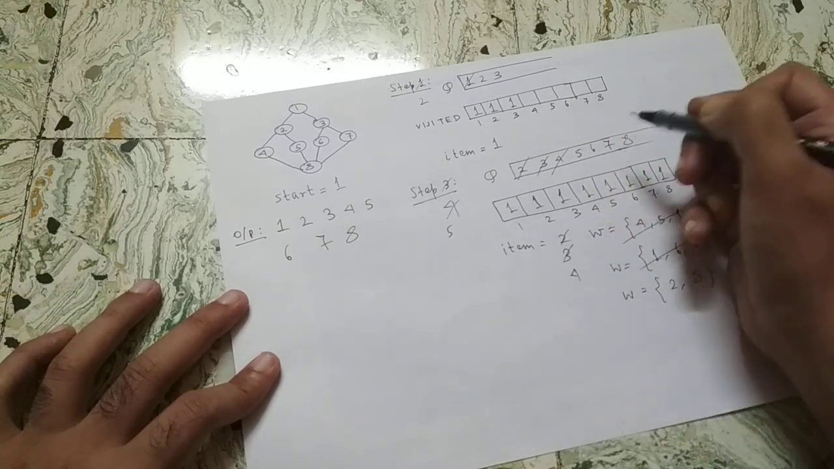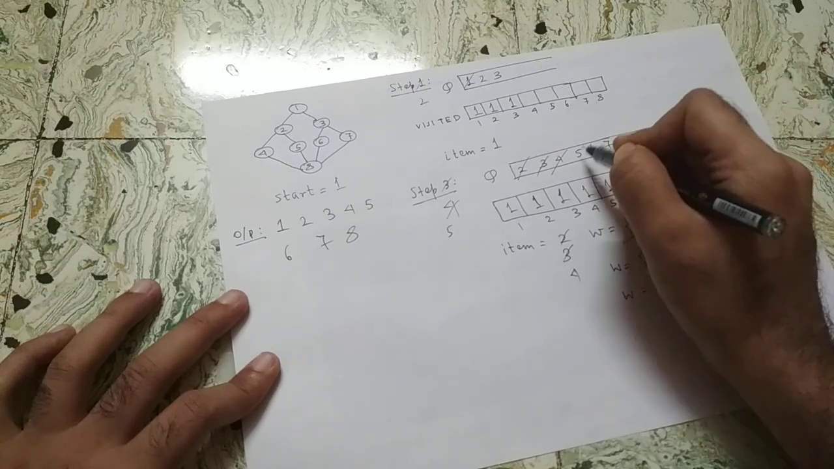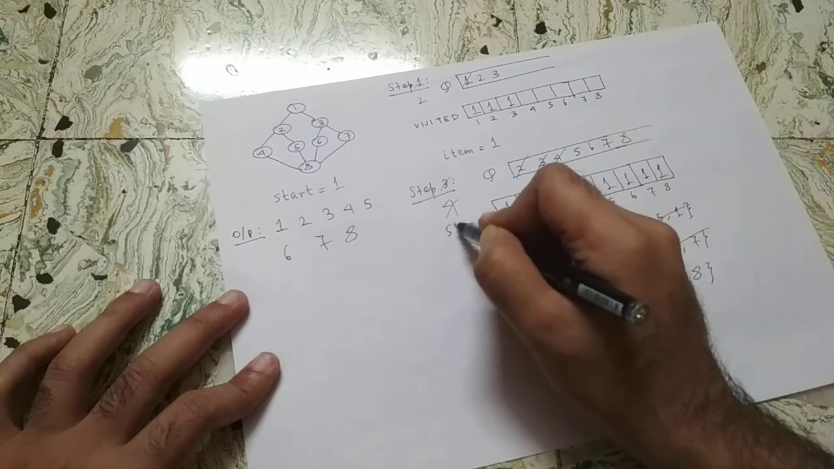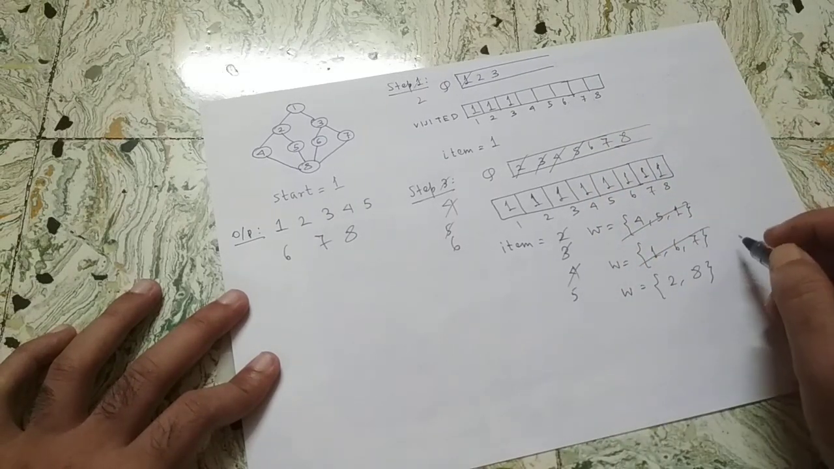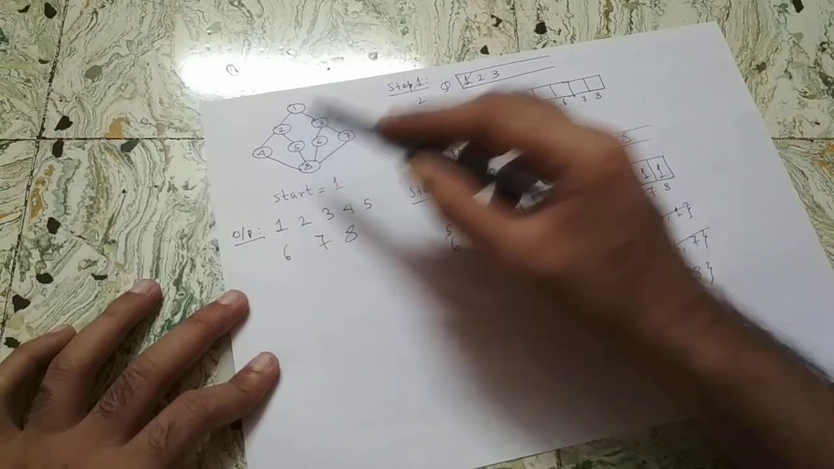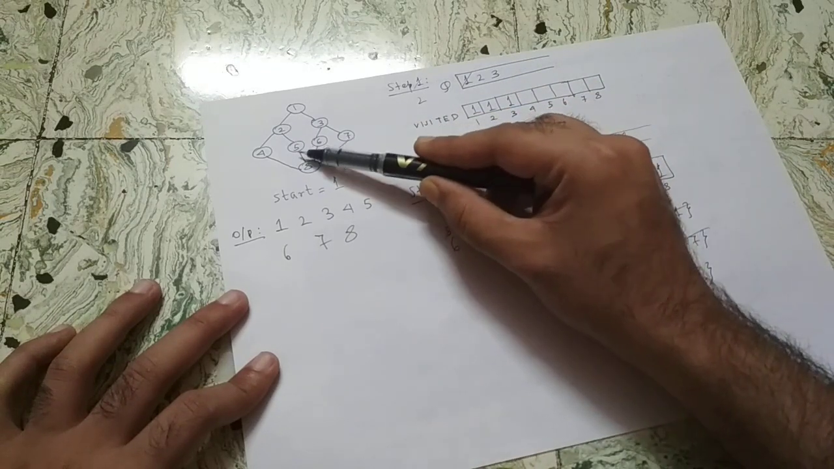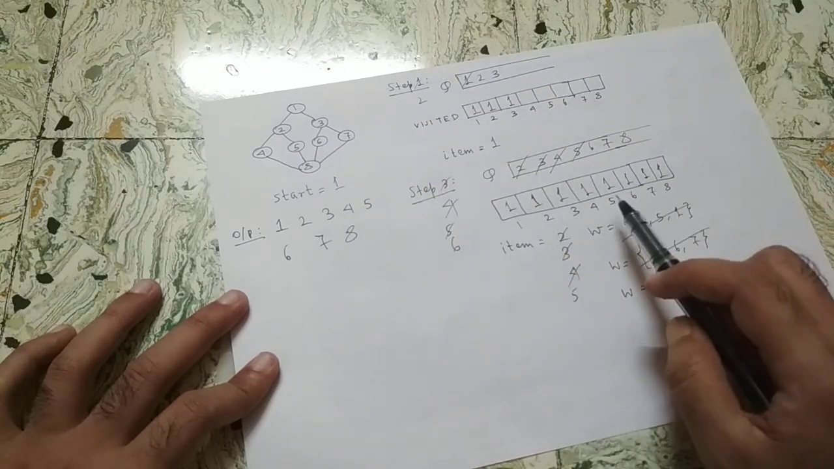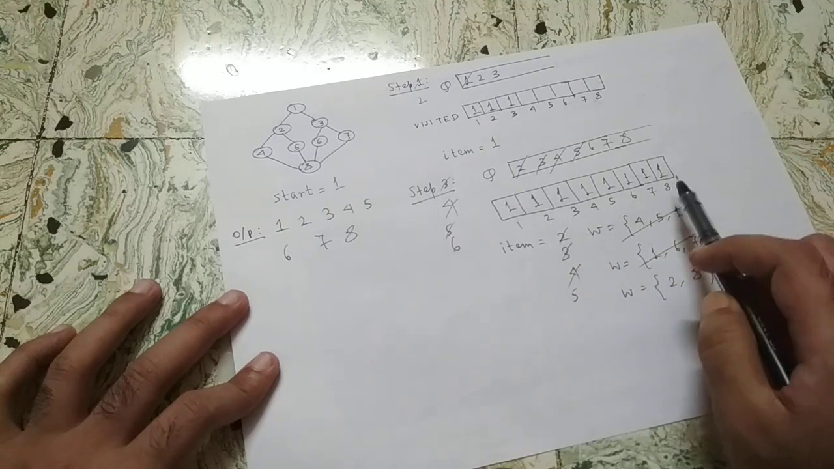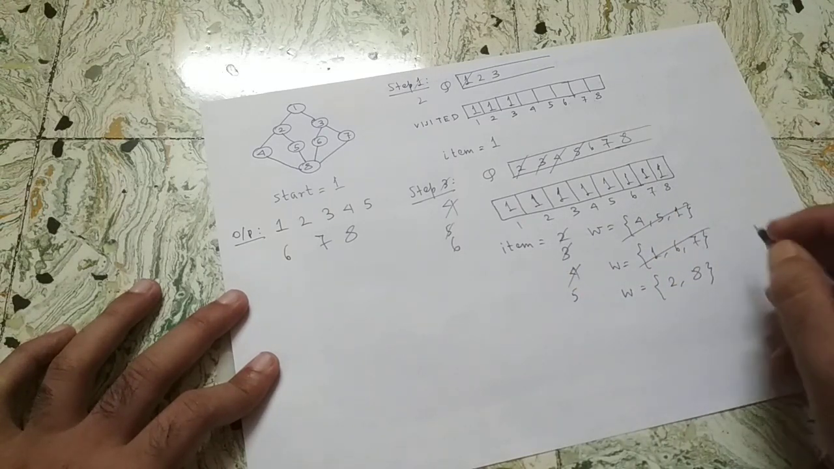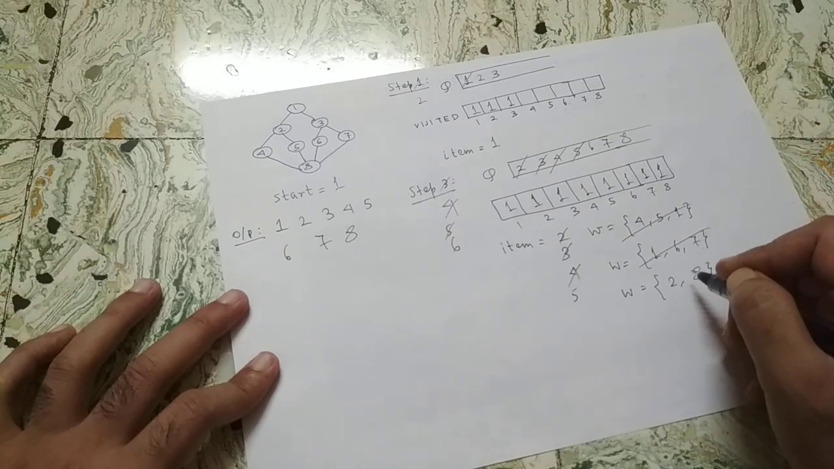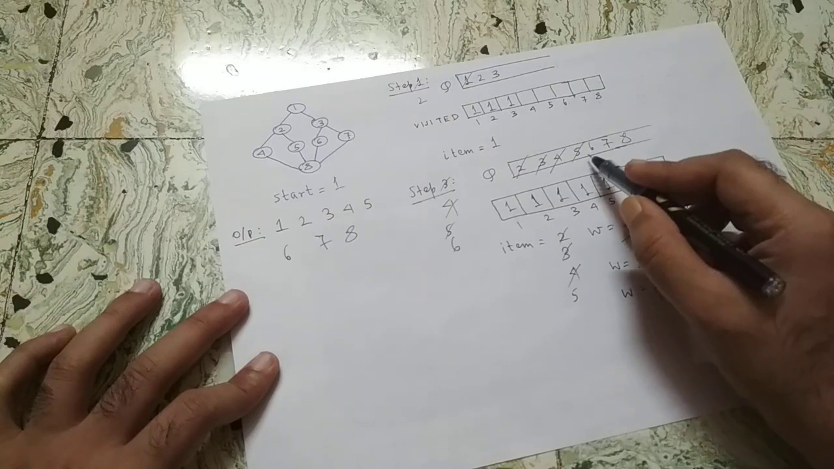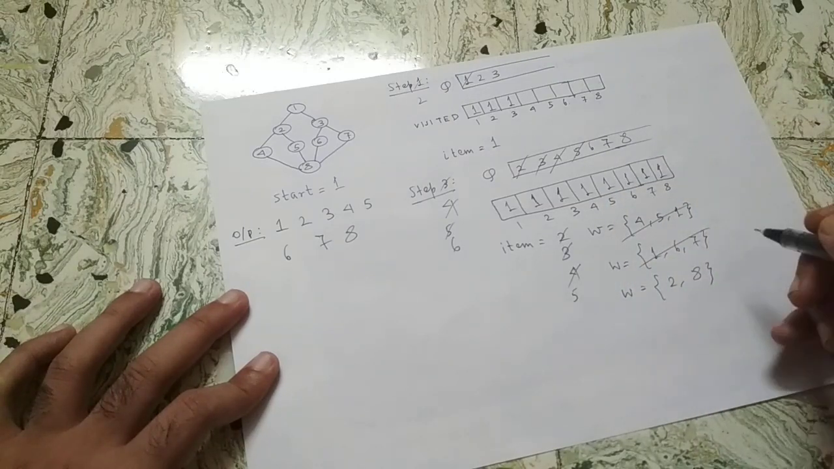So you will now dequeue 5. This will be step number 6. In step number 6, your current item is 5. Now you look at the adjacent vertices of 5. The adjacent vertices of 5 are 2 and 8. Now you look at the visited array. In the visited array, you find that 2 and 8 have already been visited. So there's nothing left to be done with 2 and 8.